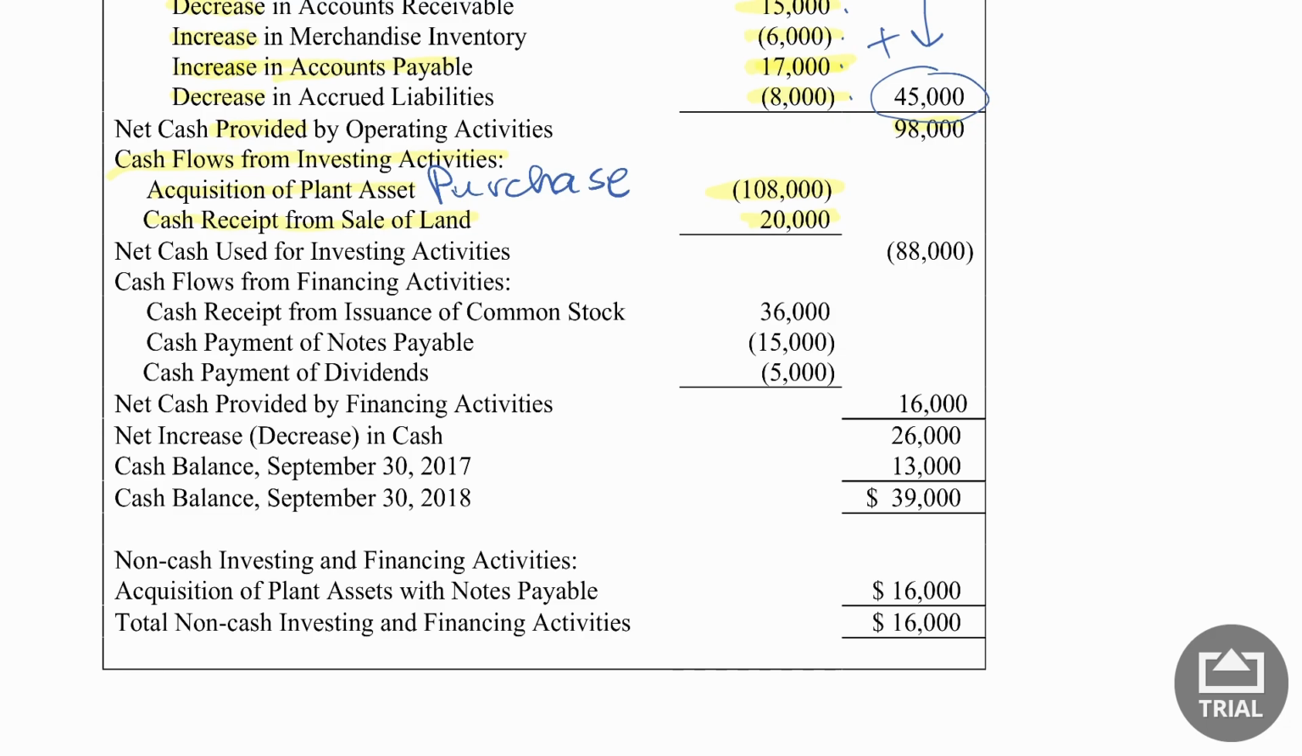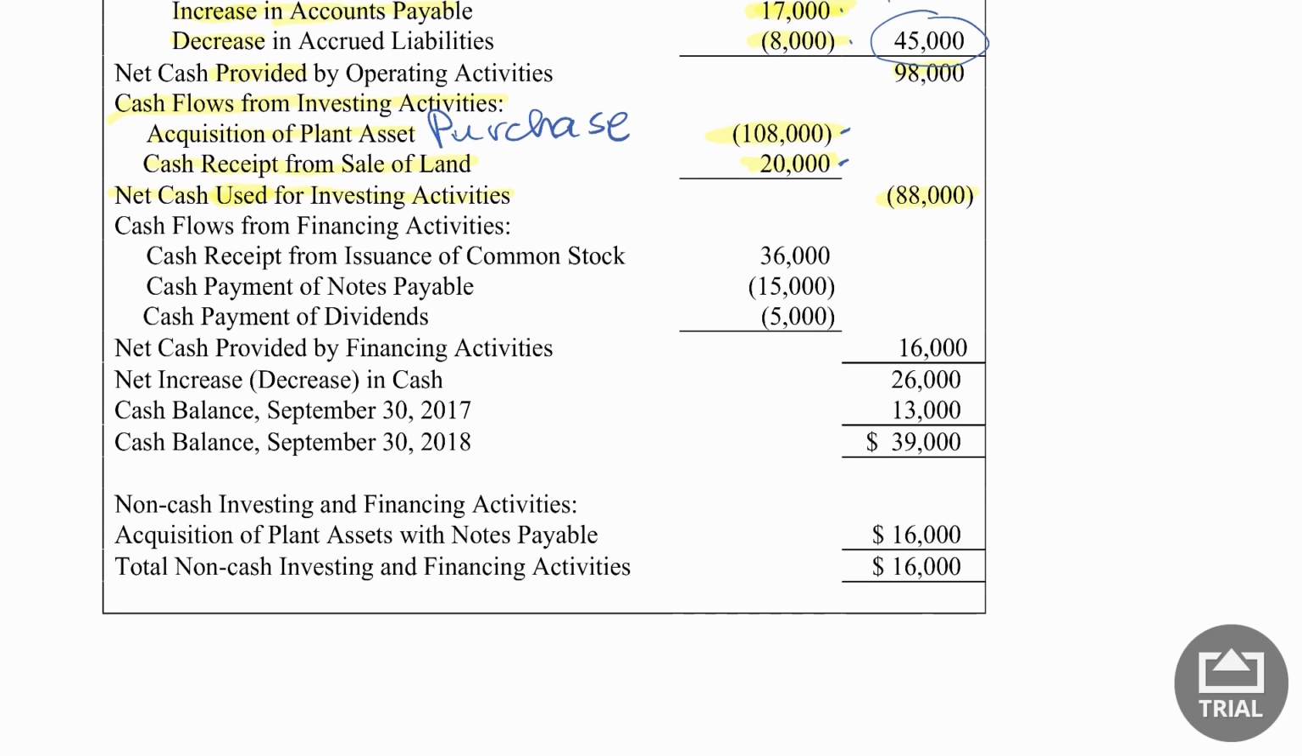So I just do the math. I have got negative 108 and positive 20,000. If I combine those, then my subtotal is a negative 88,000. Since that's a negative, I'm going to put the word used over here. So net cash used for investing activities, 88,000 negative.